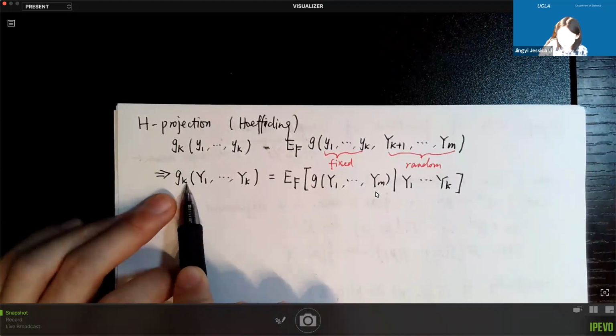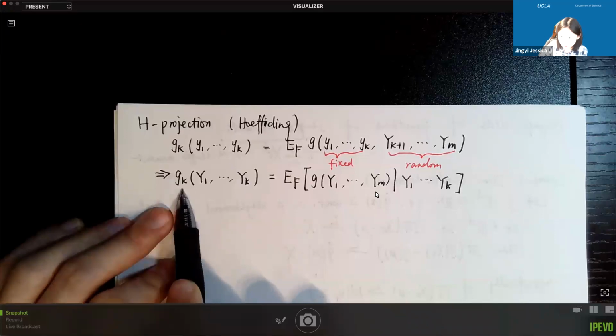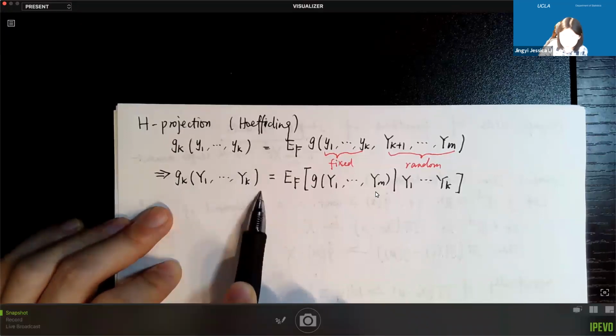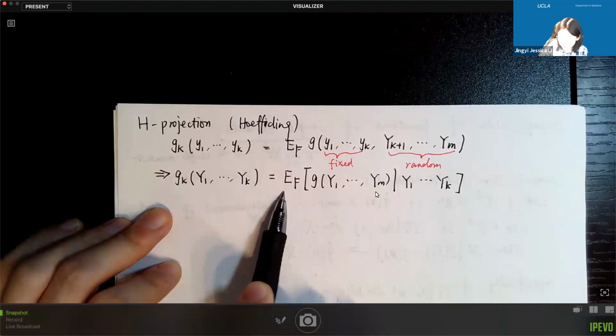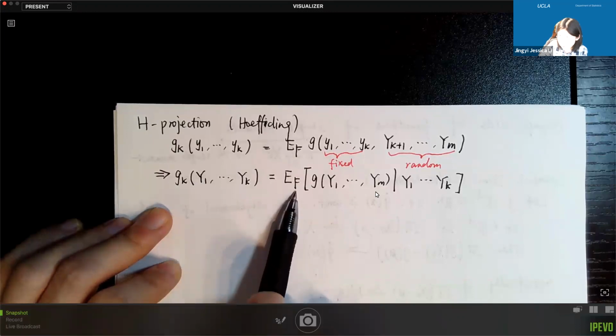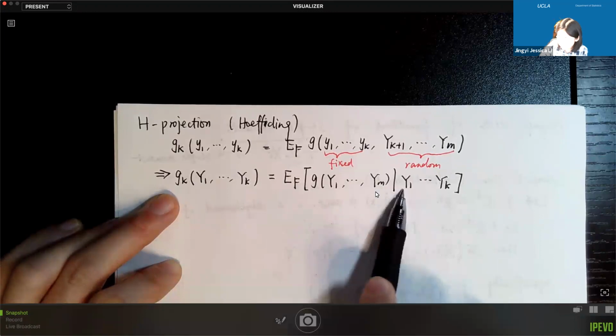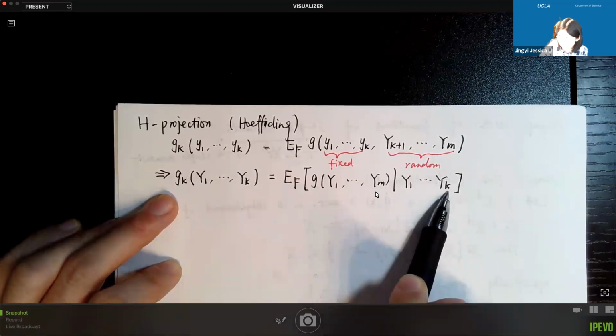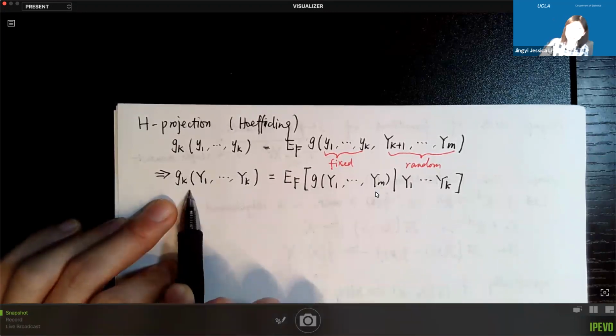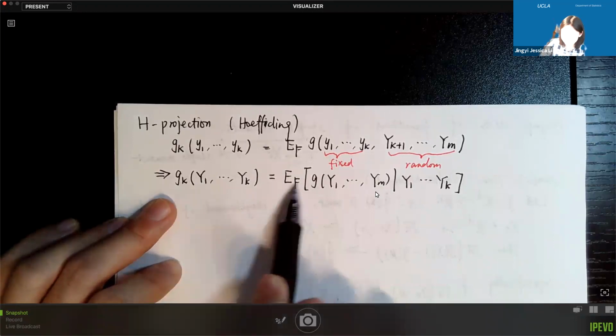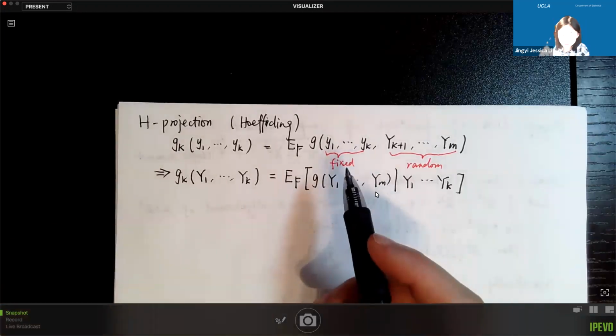Doing so, we can create G1 to Gm. And Gm is exactly equal to what? Conditioning on y1 to ym, that's just g. That gives me g. So the expectation is no longer there.